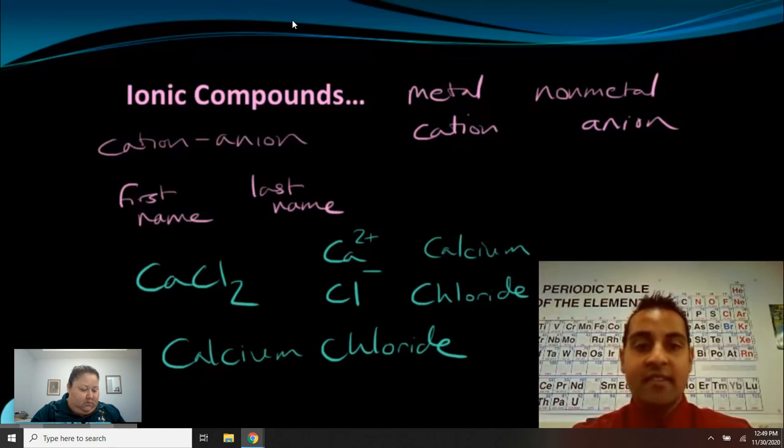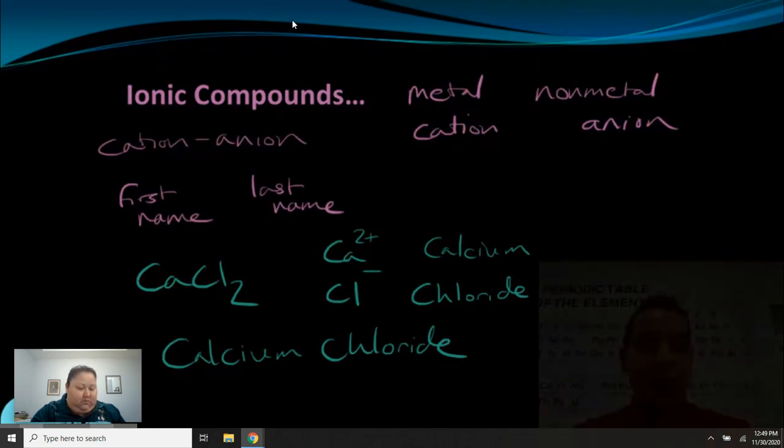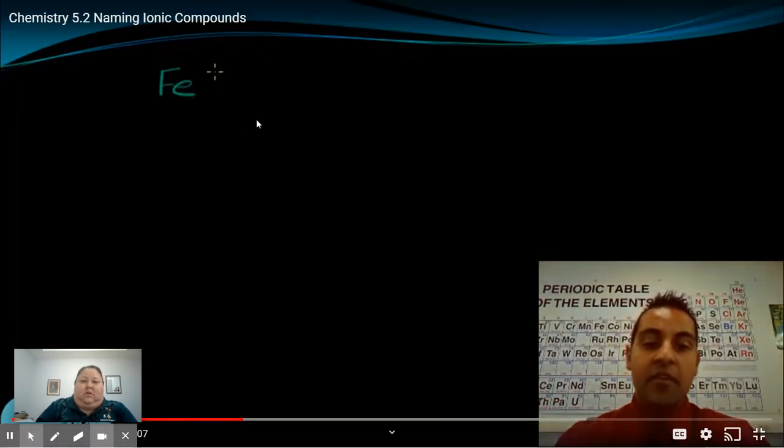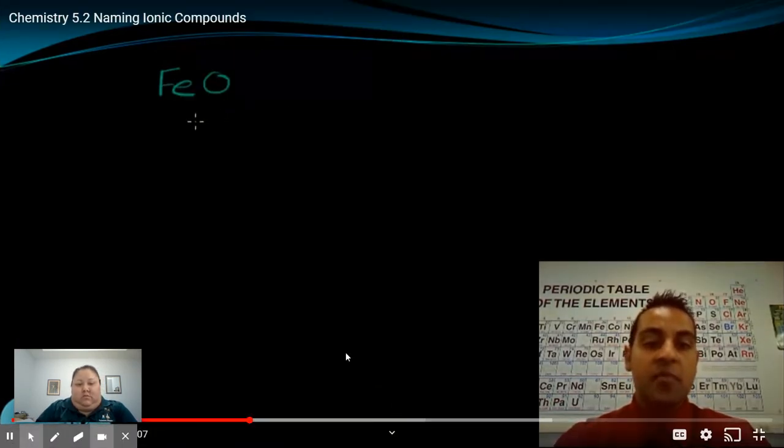Let's take a look at a second case that's a little bit more complicated. For our second case, let's look at a compound made of iron and oxygen. This is going to be a little bit more tricky than the last one.